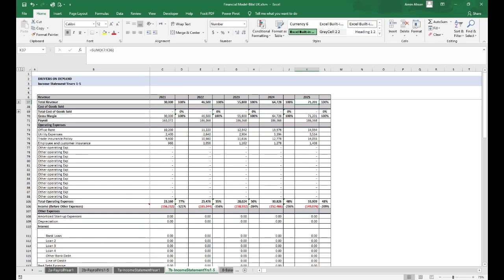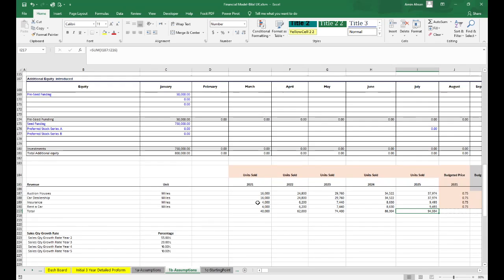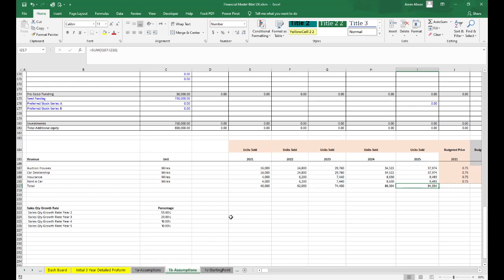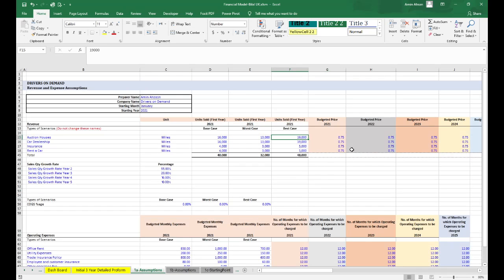This you can determine by multiplying the number of miles sold in each year, I mean this, multiplied by this 0.75, because this is your selling price.